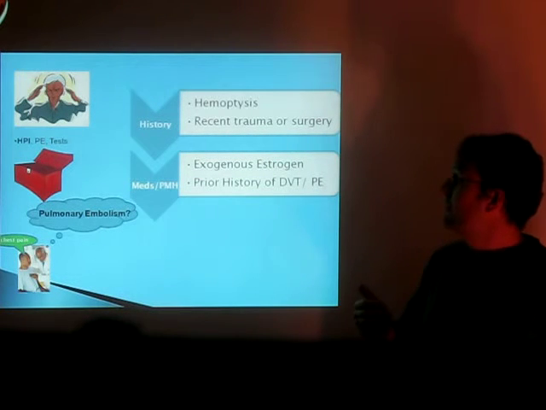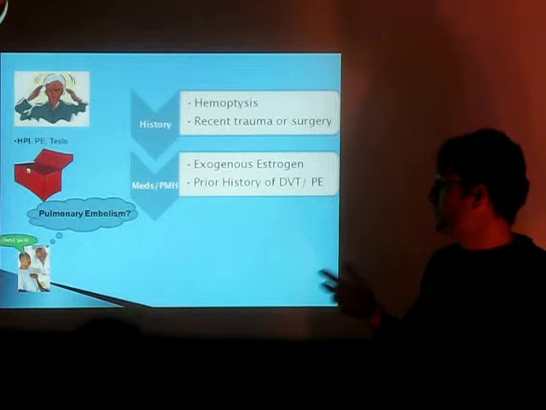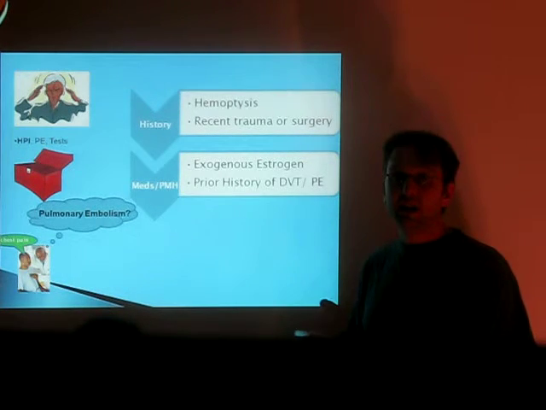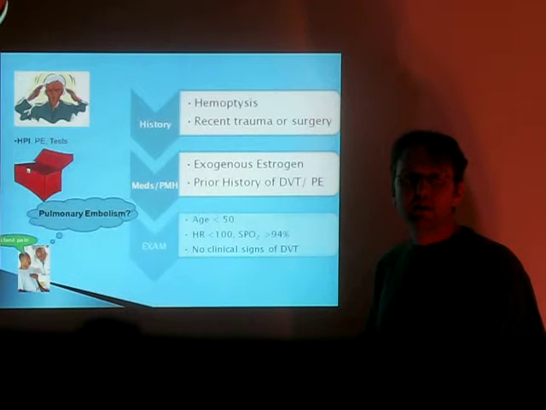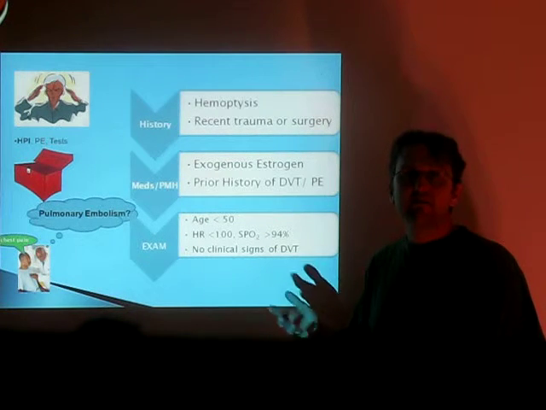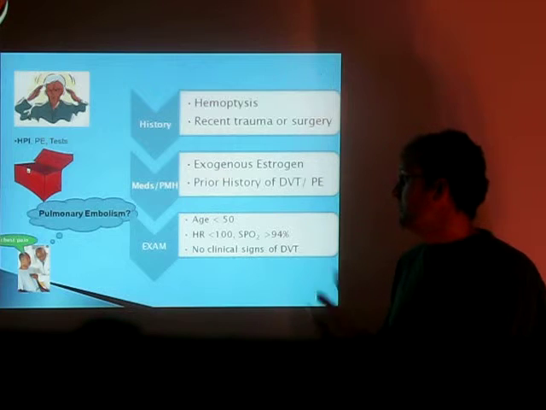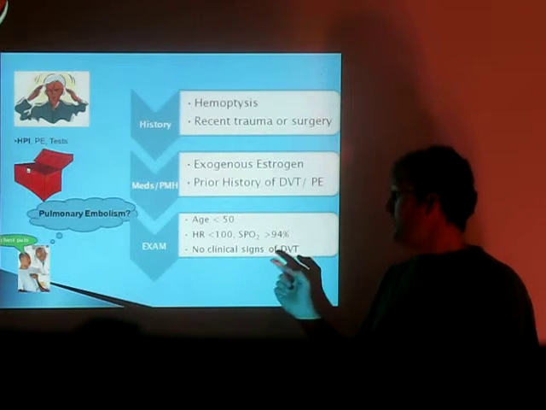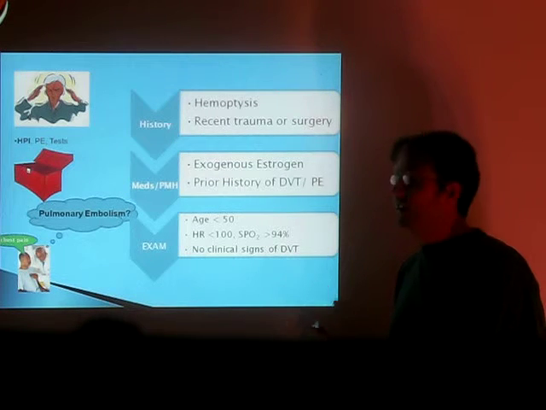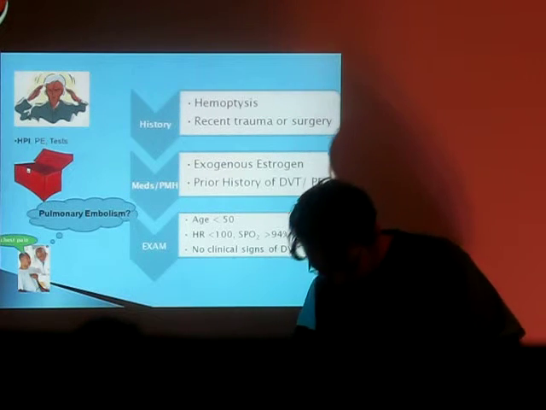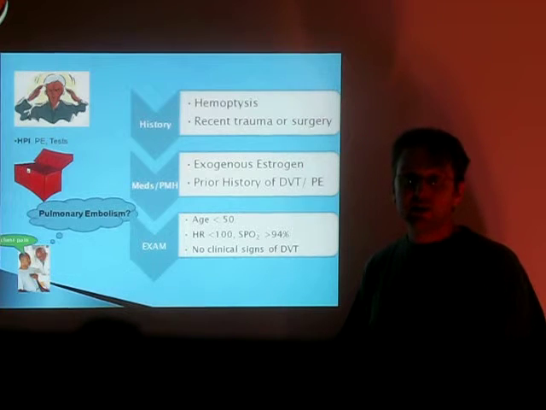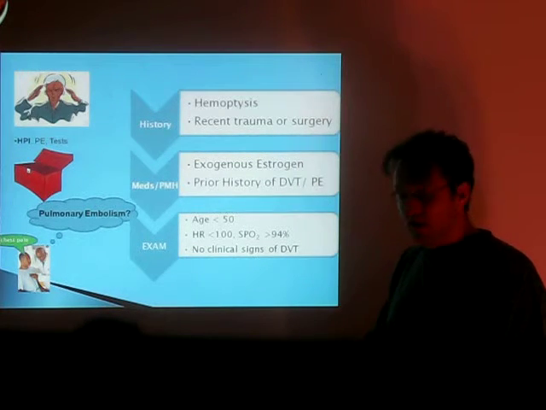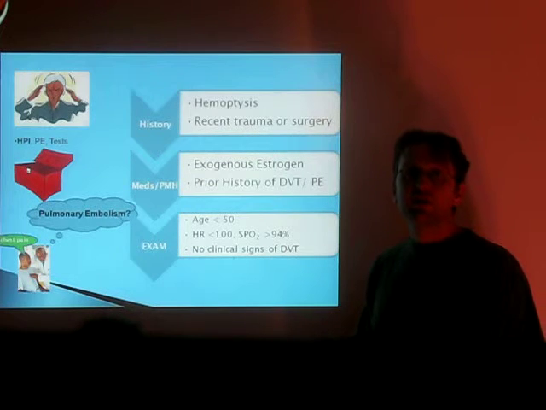And this also comes out of the history, which you'll be documenting. Is the patient on birth control? Have they ever had a DVT or PE before? And then finally, a few things that come from the exam. Is the patient less than 50 years old? Is their heart rate less than 100? Their SAT greater than 94? And no clinical signs of DVT, meaning that they have a blood clot in their leg that might have gone to their lung. So if all these things are negative, this patient has less than a 2% chance of having a PE.